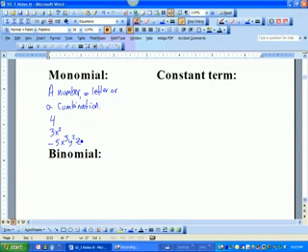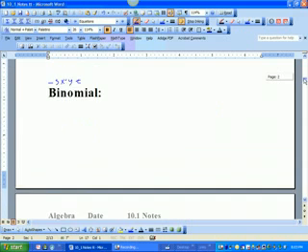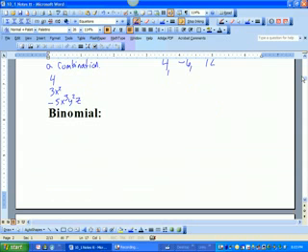A constant term, we kind of alluded to this, is just a number only. So something could be a monomial and be a constant, like 4, or negative 6, or 12. Anything that's just a number, we call that a constant. Now a binomial is two monomials separated by a plus or a minus sign.